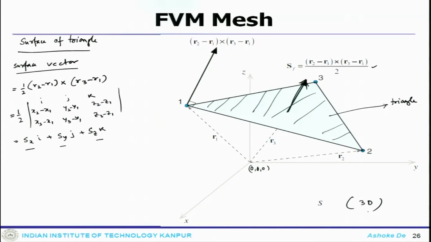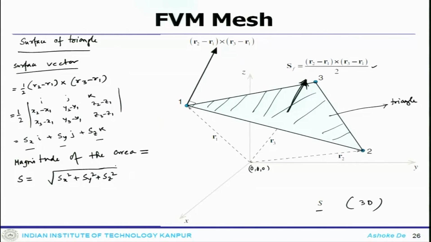And what would be the magnitude of the area? The magnitude of the area, equal to S, this is the surface area, which is nothing but the square root of Sx squared plus Sy squared plus Sz squared.